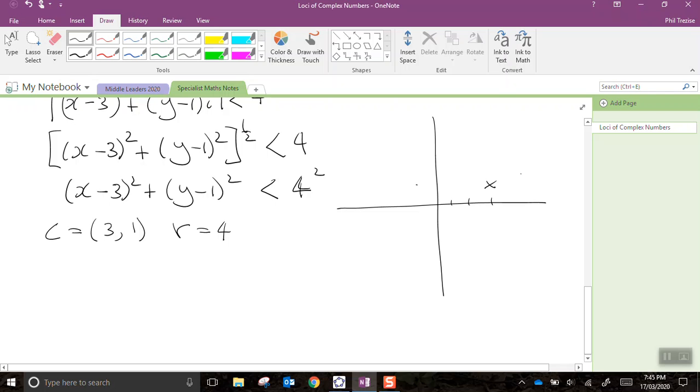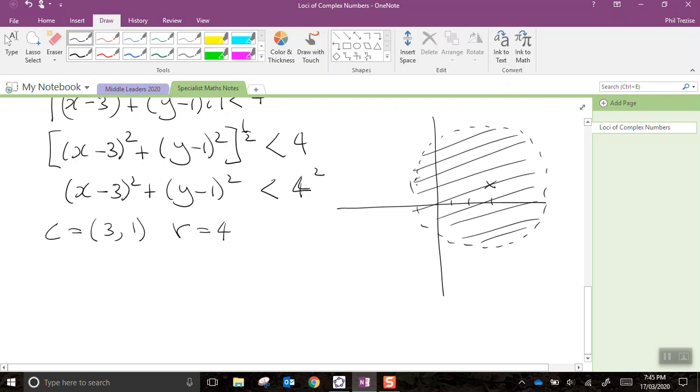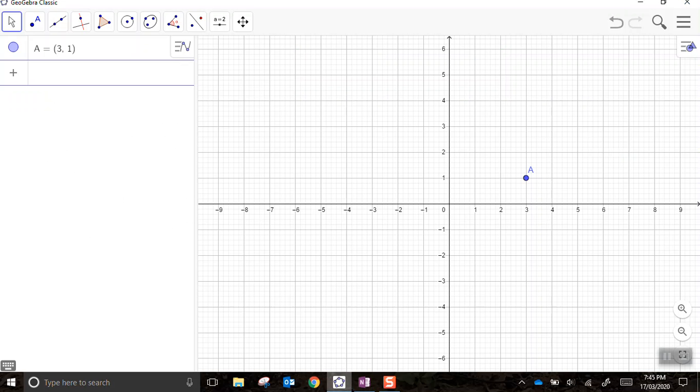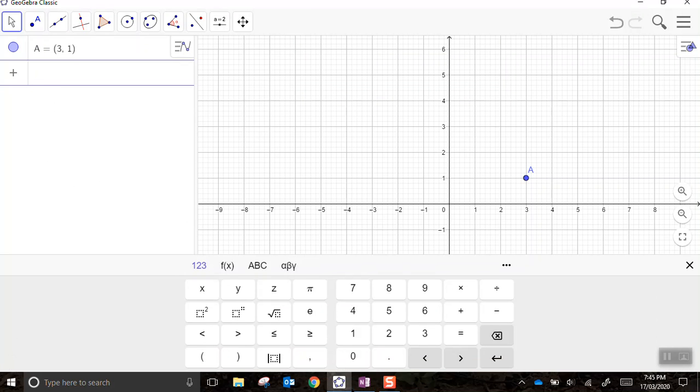The inequality does not include equals, so it's a dashed line. And we're interested in points which are less than 4 units away. Once again, it's the inside of the circle. Now, in GeoGebra, I could use a bit of tech to do this. I've already marked my centre point here at 3, 1, and I could, of course, just get my keyboard out.